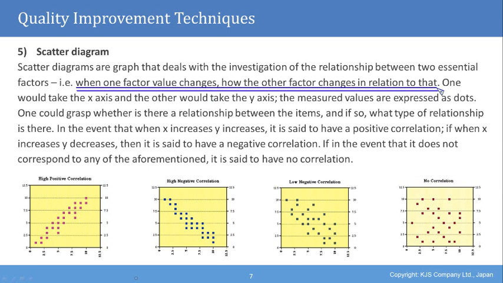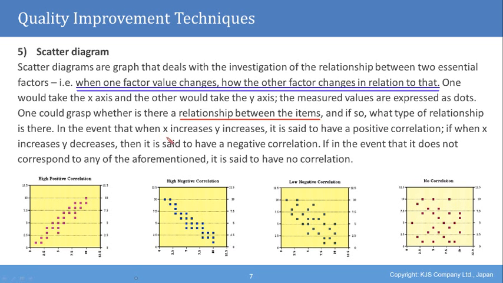We often talk about how one thing can affect something else. One would take the x-axis and the other axis. The measured values are expressed as dots. One could grasp whether there is a relationship between the items. So of course, again, we're talking about a relationship between the two variables. And if so, what type of relationship is there?